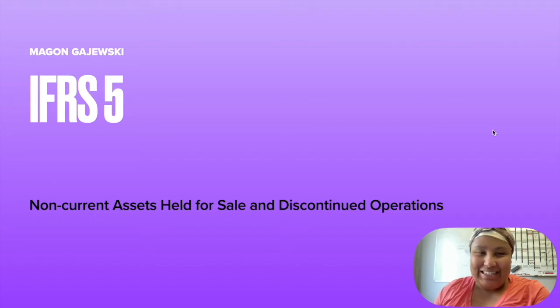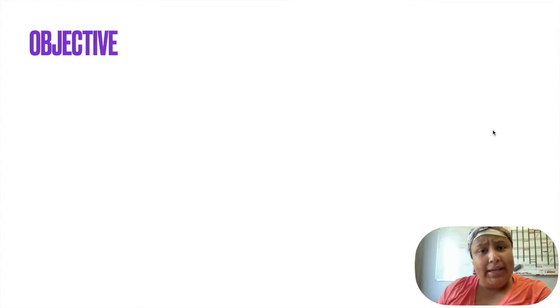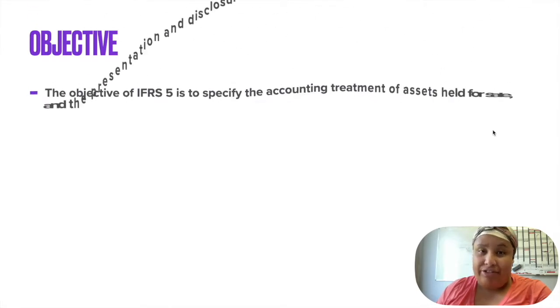Welcome to this presentation on IFRS 5. IFRS 5 deals with non-current assets held for sale and discontinued operations. Now, before we get started in this presentation, let's just have a look at the objective of IFRS 5.